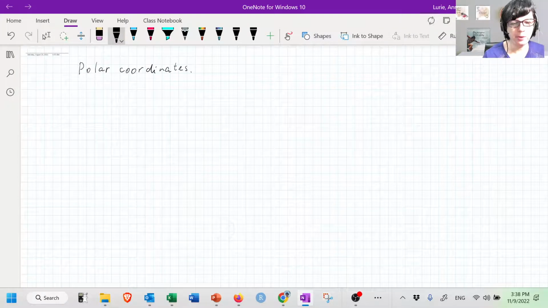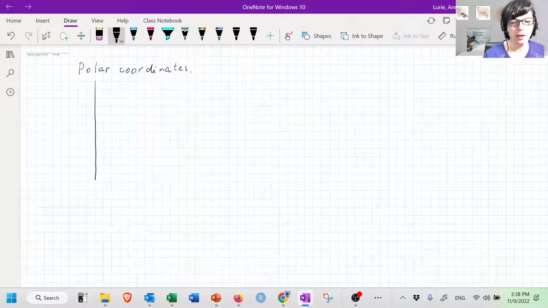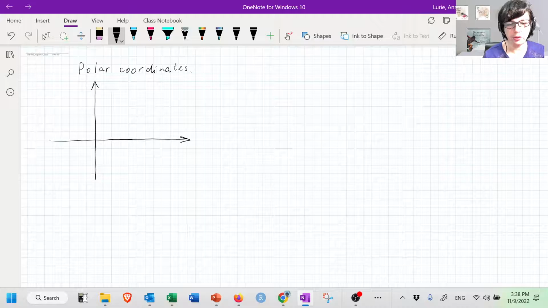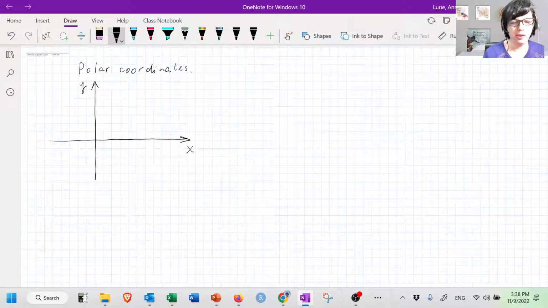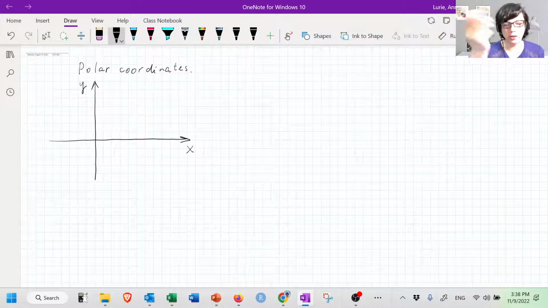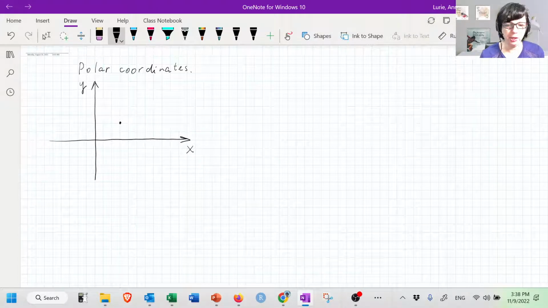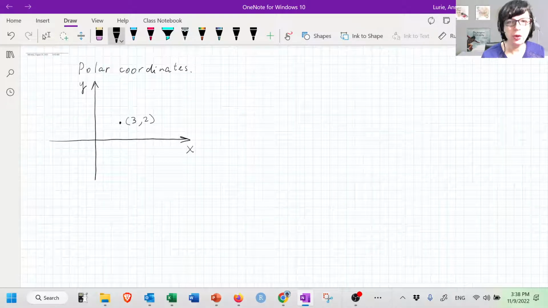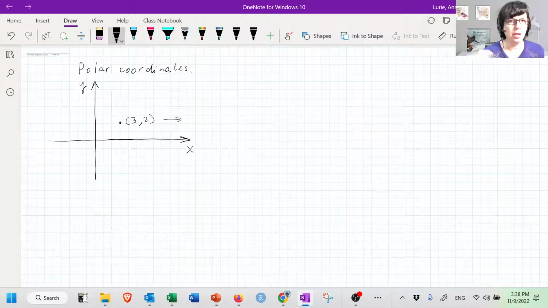When you have normal x and y coordinates, that you're so used to, this is called the Cartesian plane. So basically you have some x, and x is the distance right or left from the origin, and y would be the distance up and down, right? But now we want to switch to a different coordinate system. So a point, for example, with coordinates 3, 2, will have different coordinates in polar coordinates.